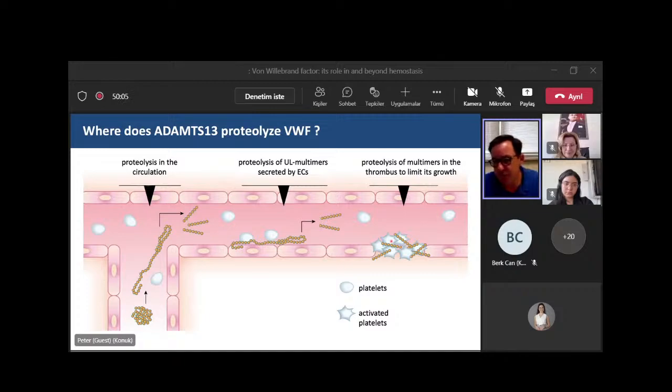And finally, and that is also an important portion, is when platelets start to aggregate into the thrombus, then VWF is part of that. In order to prevent the thrombus from growing too fast or too big, the VWF at the edge of those thrombi is also being cleaved by ADAMTS13. So that will limit the growth of the thrombus. It's a natural way to prevent the thrombus from starting to occlude the complete vessel. Well, sometimes that works and sometimes that doesn't.